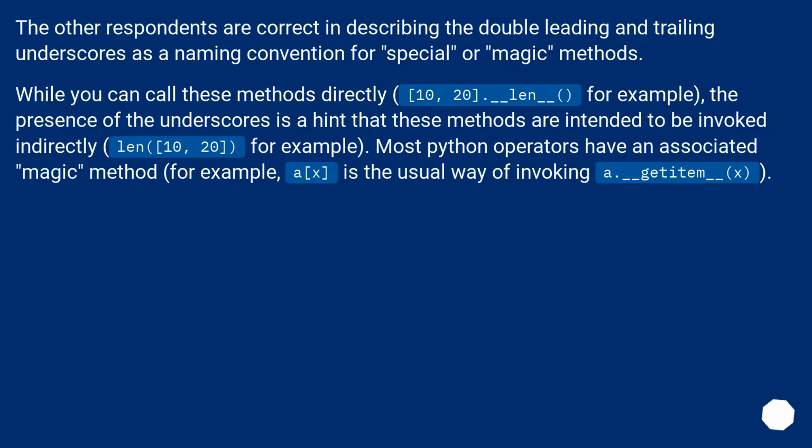The other respondents are correct in describing the double leading and trailing underscores as a naming convention for special or magic methods. While you can call these methods directly, __len__(10, 20) for example, the presence of the underscores is a hint that these methods are intended to be invoked indirectly, len(10, 20) for example. Most Python operators have an associated magic method. For example, x[a] is the usual way of invoking x.__getitem__(a).